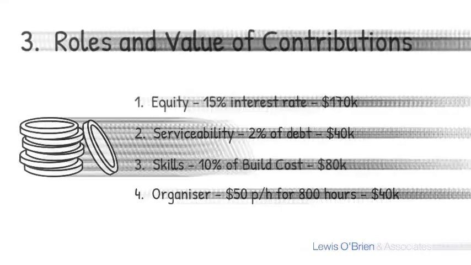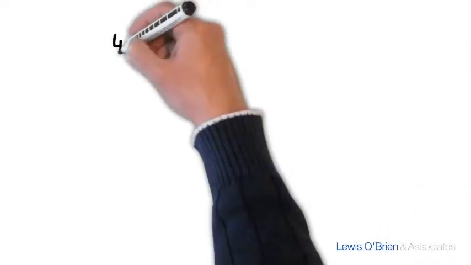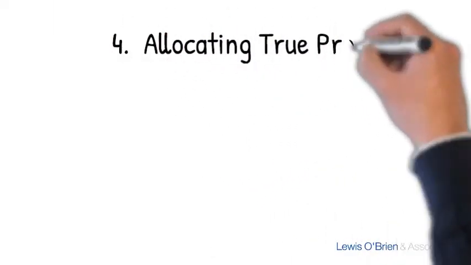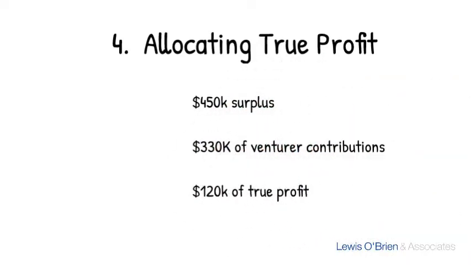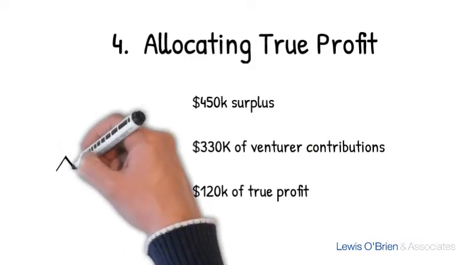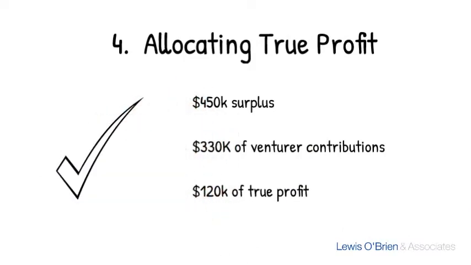Okay then, now that we've put a value on the contributions, we can try and work out what the true profit is and how to allocate it. So we had a surplus on the development of $450,000. We've allocated $330,000 to venturer contributions, which leaves $120,000 of true profit to be allocated between the venturers. How this is allocated will depend very much on the nature of the individuals, the joint venture and the other circumstances. However, if I was the organizer who'd put together this joint venture, I would be trying to keep as much of that $120,000 as possible for myself.